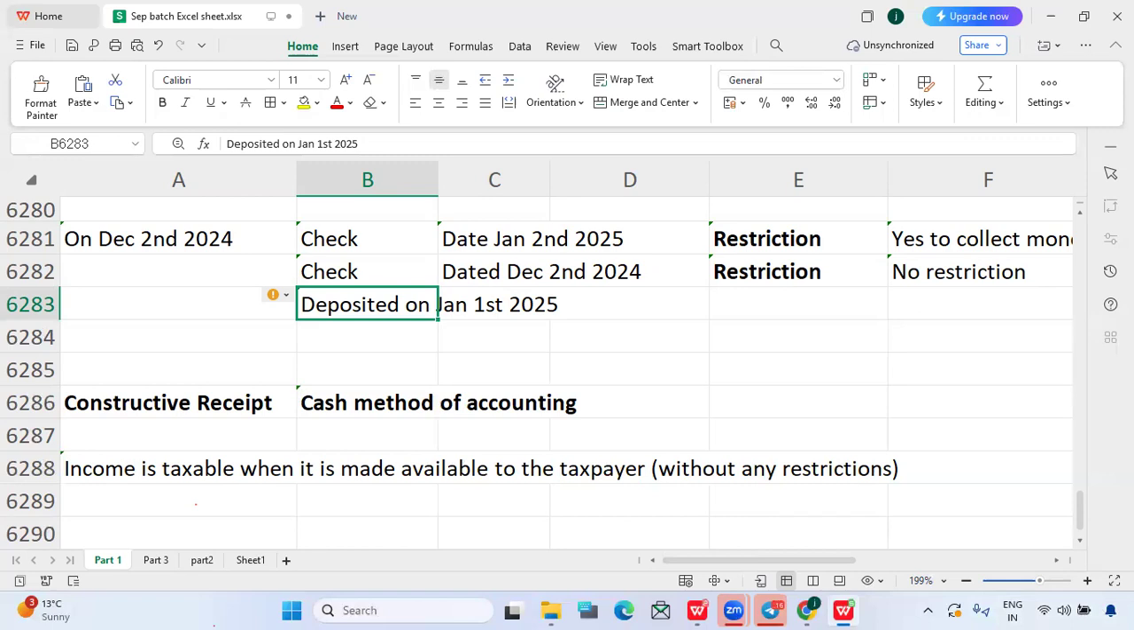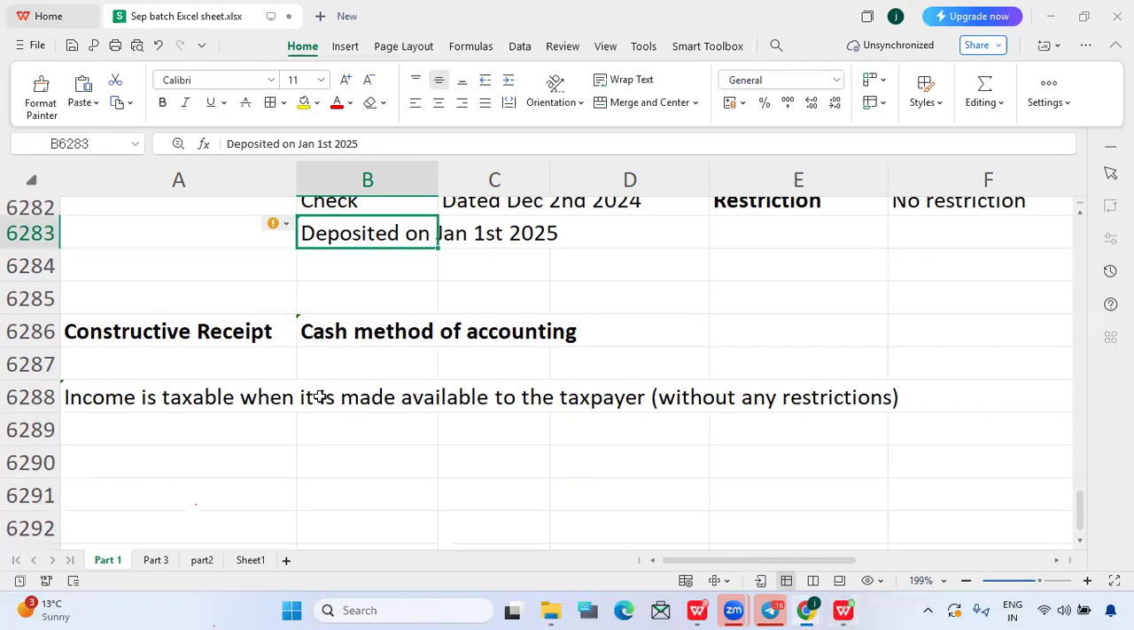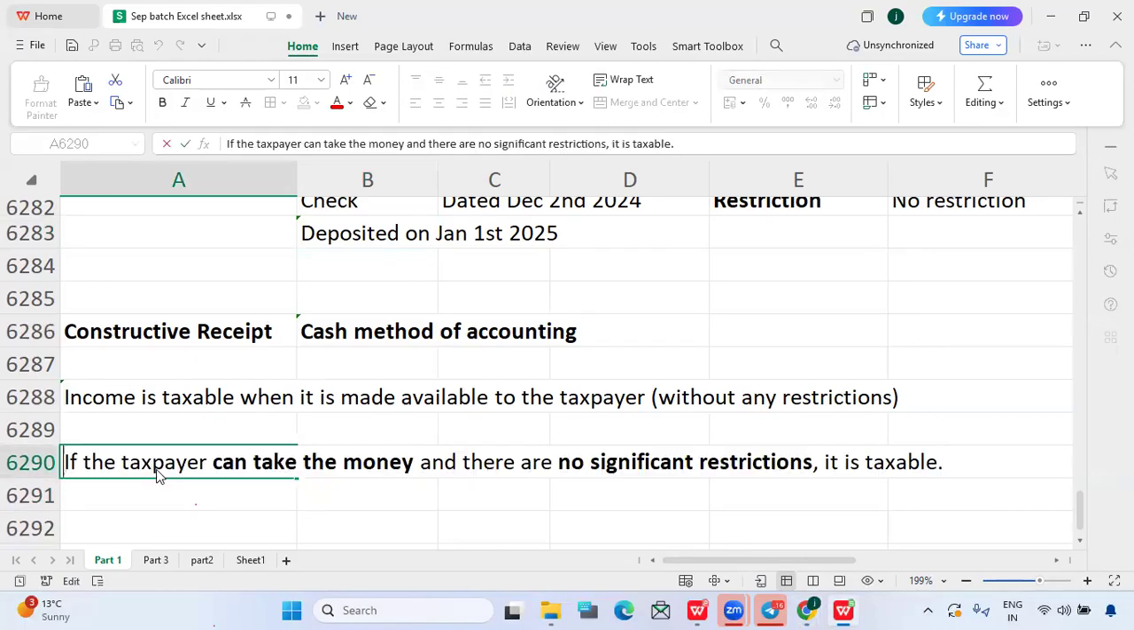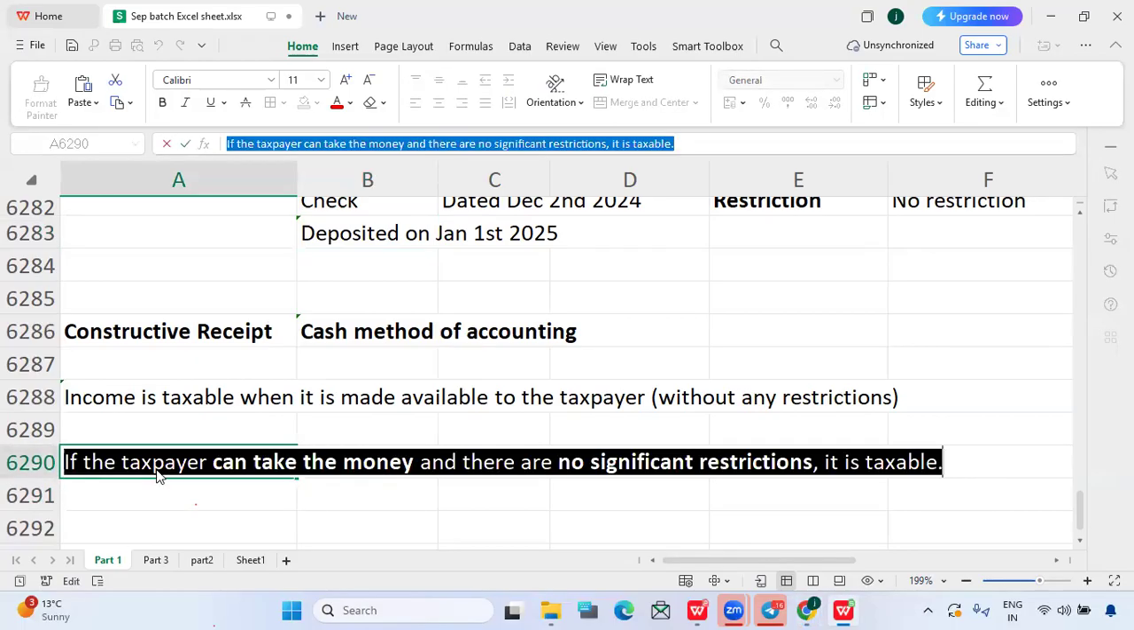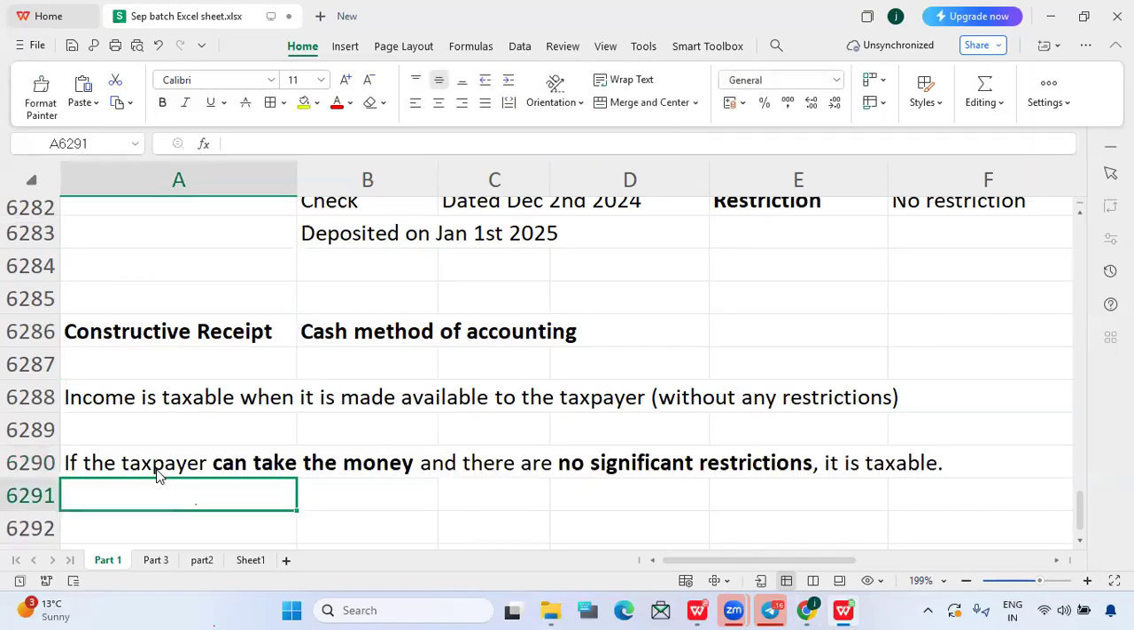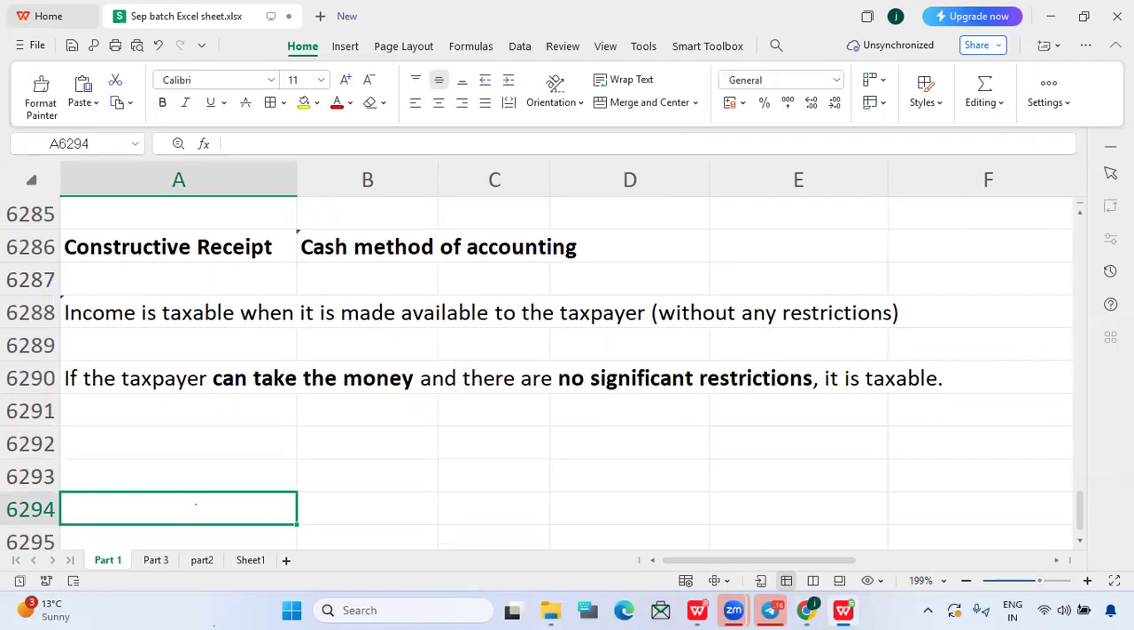Clear, guys, this point? Yes, right? Okay. So one more point I'm adding here. If the taxpayer can take the money and there are no significant restrictions, it is taxable.